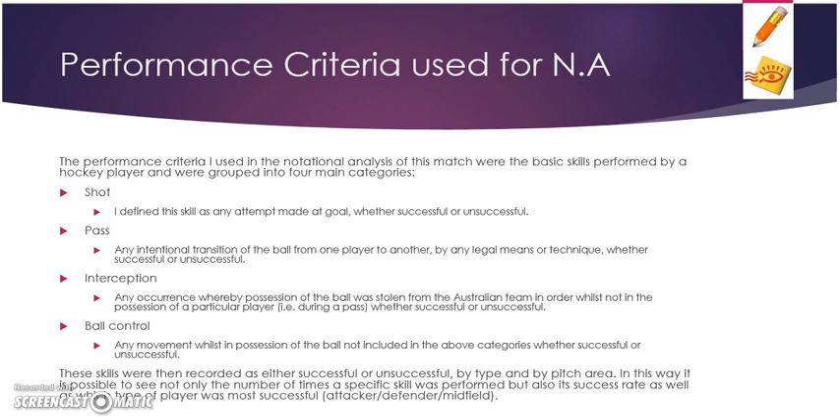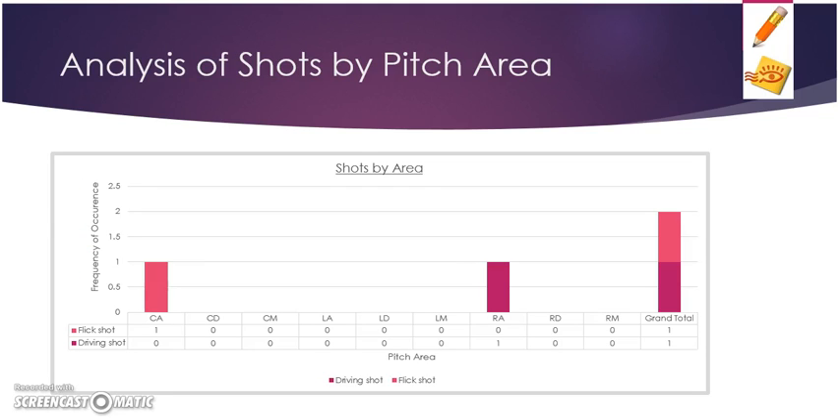These skills were then recorded as either successful or unsuccessful by type and by pitch area. So for example, rather than just a pass, it would be a short pass, successful in the centre defensive area, and that was how it was recorded. In this way it was possible to see not only the number of times a specific skill was performed, but also its success rate, as well as which type of player was most successful, i.e. attacker, defender, midfielder. Okay, so moving on to graphs in order to analyse the data collected.